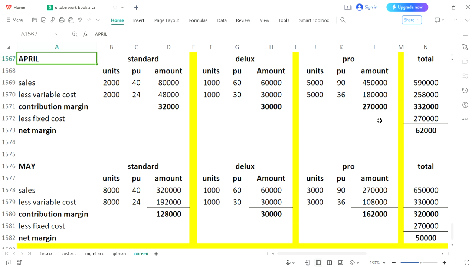Please understand it again. Variable cost 30,000, 30,000, no effect. Variable cost 180 and 108. It means variable cost for pro has decreased. So these both are in good condition, deluxe and pro. But what major difference has been created is for standard. 48,000 variable cost here, and variable cost has increased from 48 to 1,92,000. Huge increase in variable cost. With which what happened? Your variable cost has increased from 258 to 330.